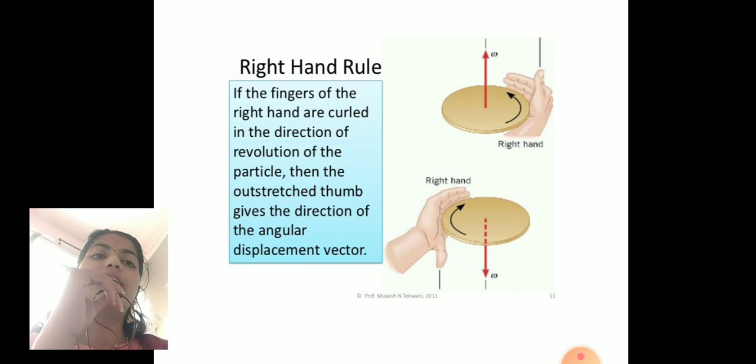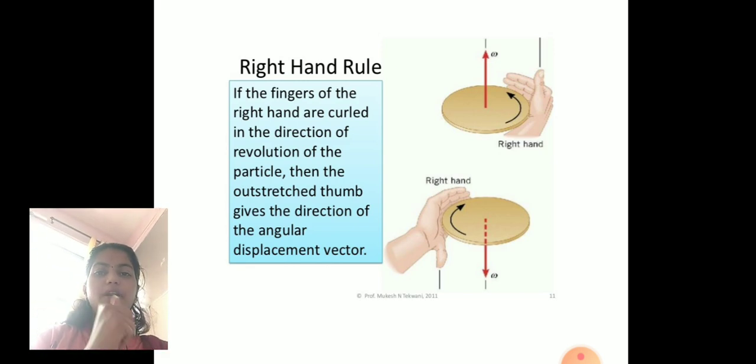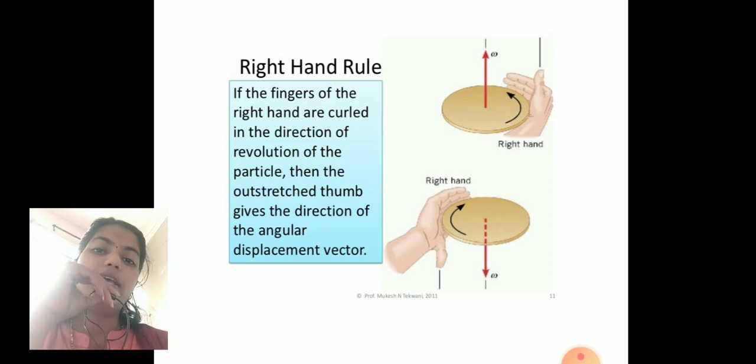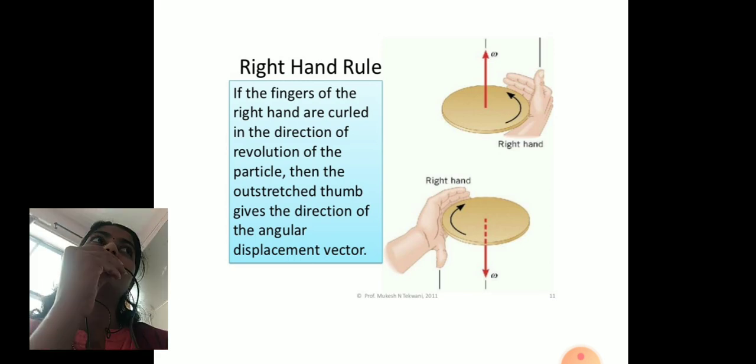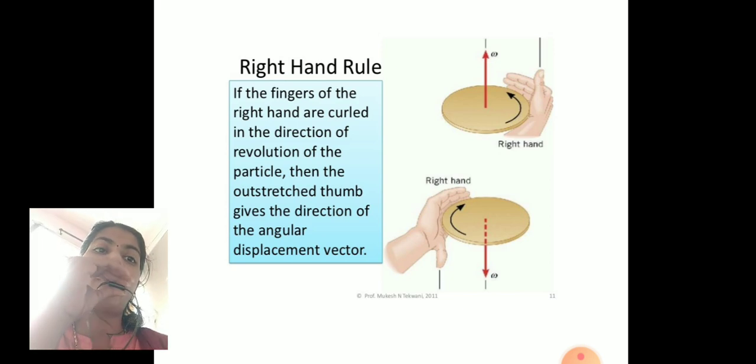It means that the direction of revolution is the direction in which our fingers are curled, of the particle. Then the thumb, oriented, gives the direction of the angular displacement vector. Our thumb is also outstretched. It means that if the direction of the finger movement is horizontal, then our thumb is in the vertical direction. This hand position is known as the right hand thumb rule.